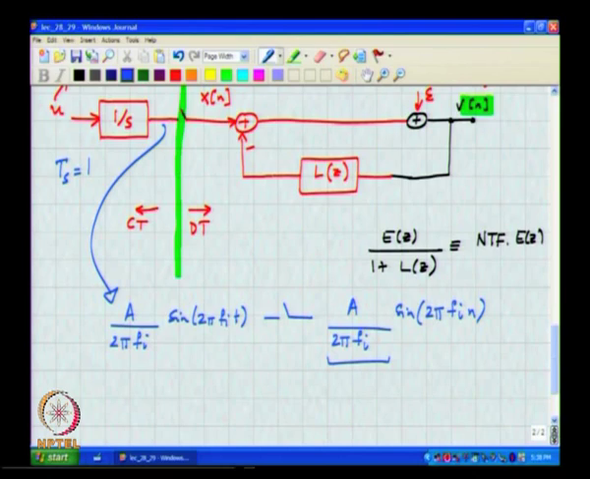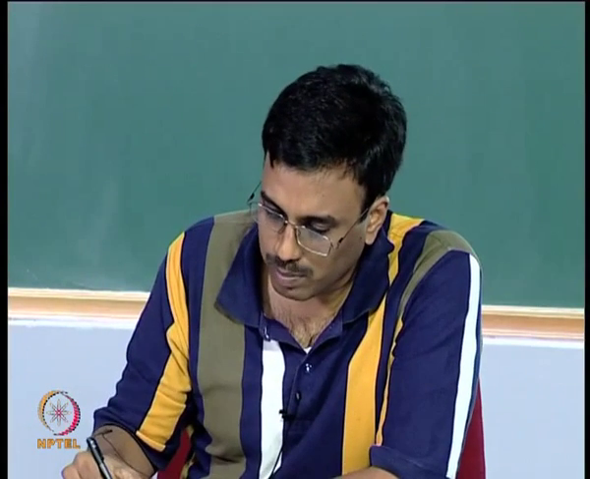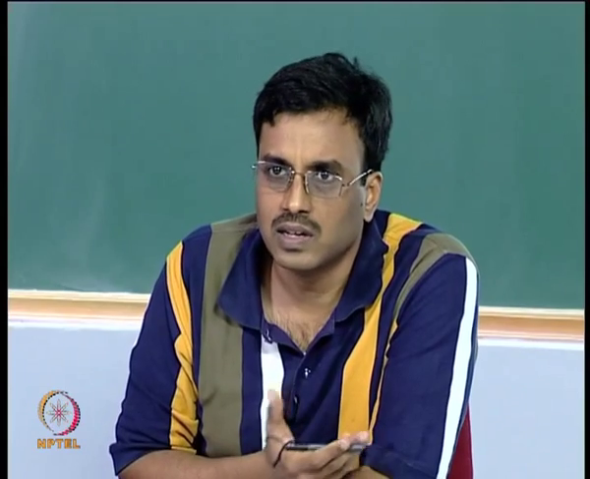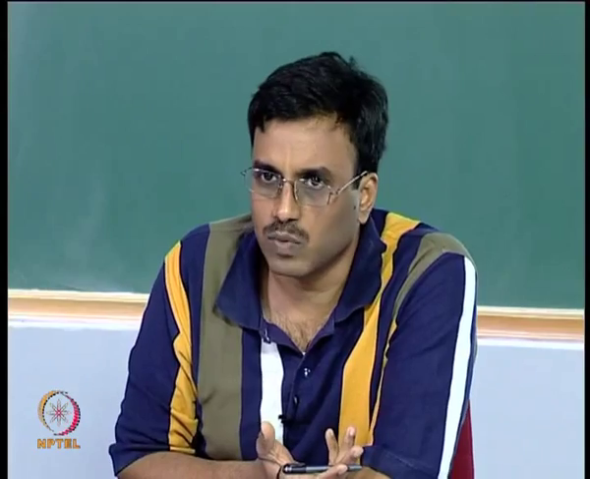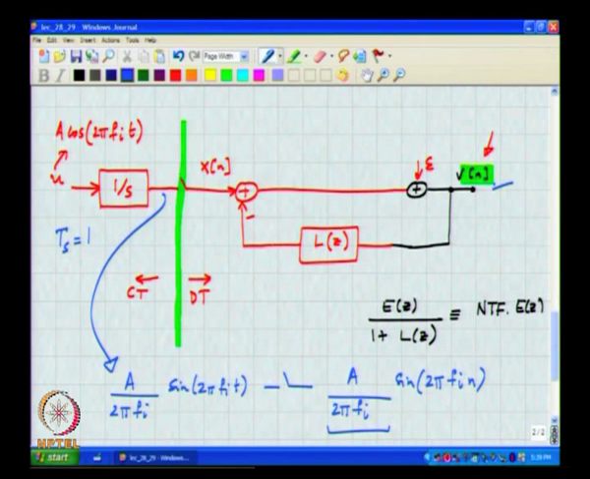Is this clear? Now, this goes through 1 by 1 plus L of z, which is in this particular example a noise transfer function, which is 1 minus z inverse. So, please note that our aim is to determine the amplitude of the sinusoid at V, which is the output of the modulator, given the amplitude of a continuous time input sinusoid at u, right.